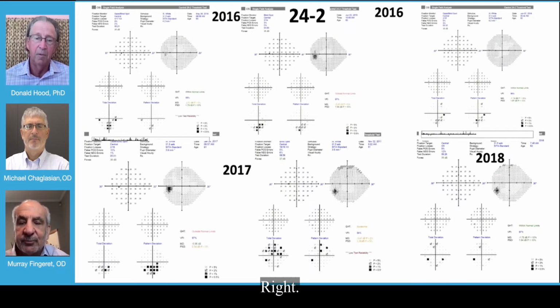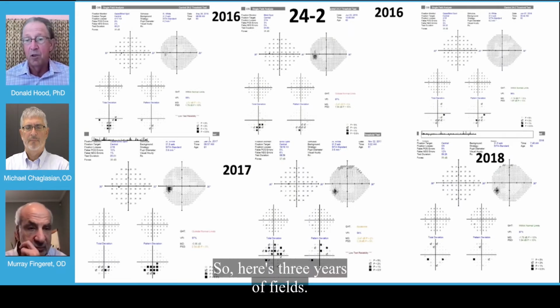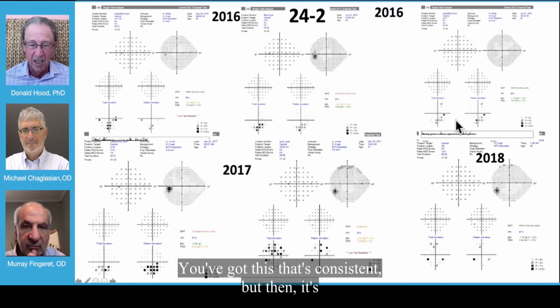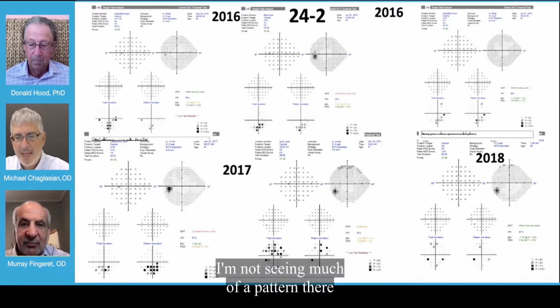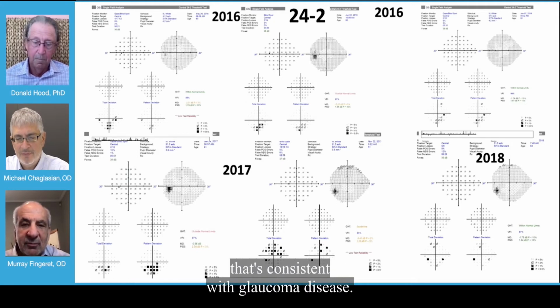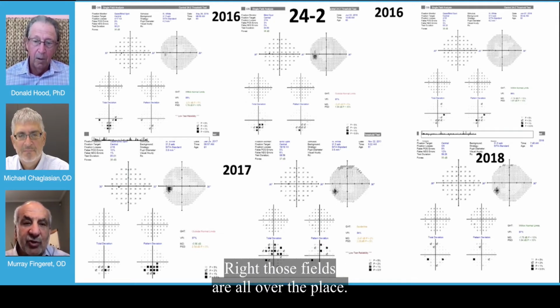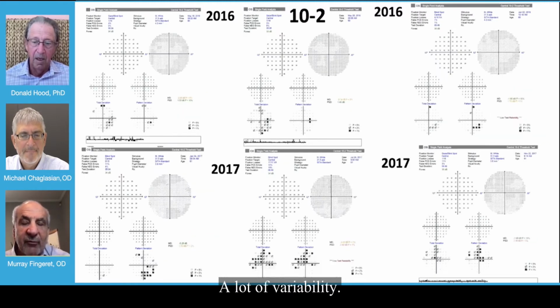Right. Better. Right. So here's 3 years of fields. I mean, you've got this that's consistent, but then it's chronological this way. I'm not seeing much of a pattern there that's consistent with glaucoma disease. Right. Those fields are all over the place. I mean, a lot of variability.